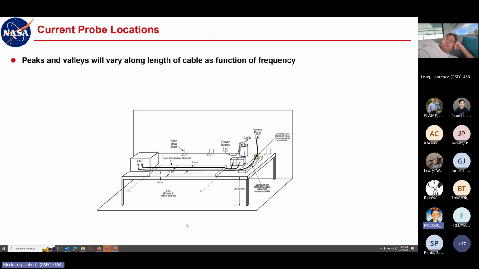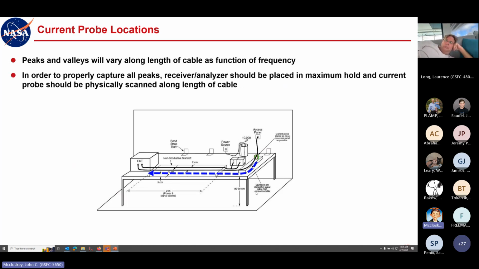All right, so the peaks and the valleys will vary along the length of the cable as a function of frequency. So the traditional recommended way to deal with this when you're taking a measurement is, in order to properly capture all the peaks, you should put the receiver and analyzer in max hold mode, and then physically scan the current probe along the length of the cable. That's if you're wanting to do it properly.